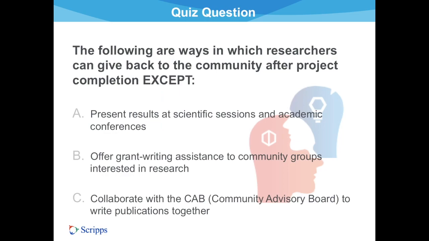One last quiz. The following are ways in which researchers can give back to the community after project completion, except: A. Present results at scientific sessions and academic conferences. B. Offer grant writing assistance to community groups interested in research. C. Collaborate with the CAB, Community Advisory Board, to write publications together. A is not a way for researchers to give back, as this does not directly involve the community.